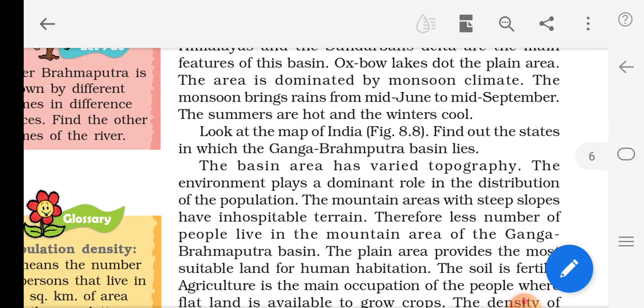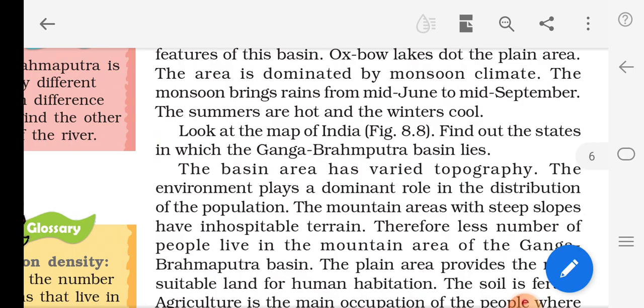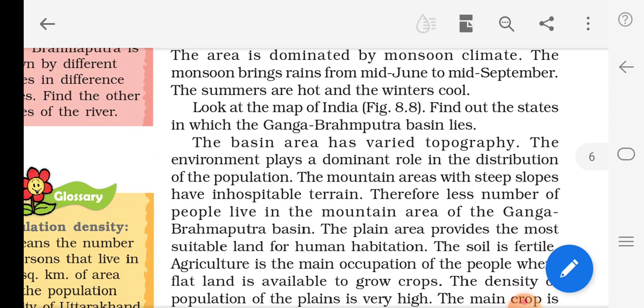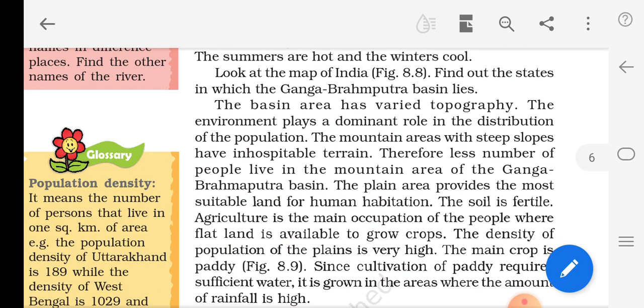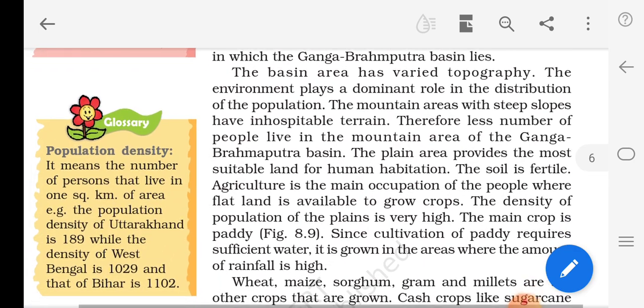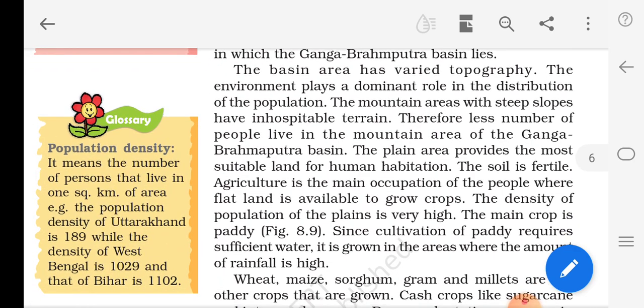Let's see the climate. The area is dominated by monsoon climate. The monsoon brings rains from mid-June to mid-September. The summers are hot and the winters are cool. Look at the image of Ganga Brahmaputra basin in figure 8.8. Already I have shown the map, the same one. The basin area has varied topography. The environment plays a dominant role in distribution of population.